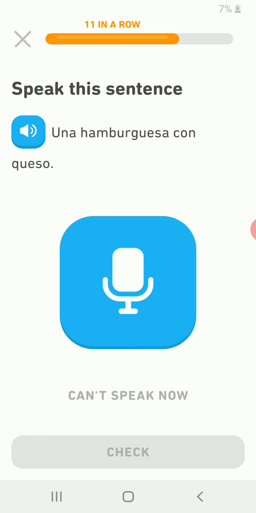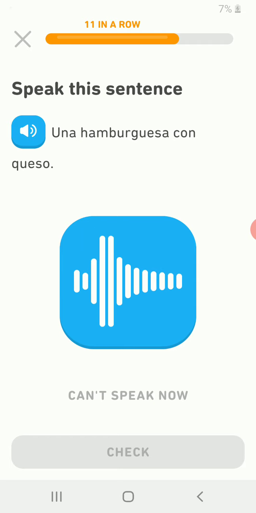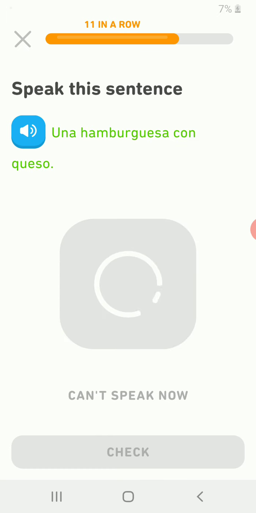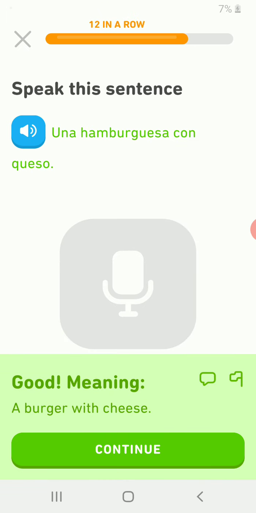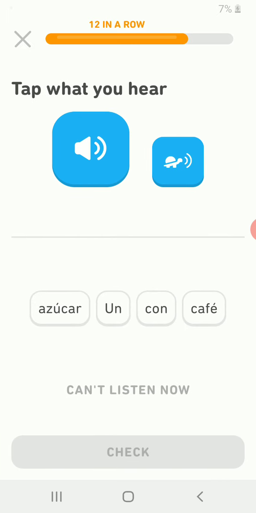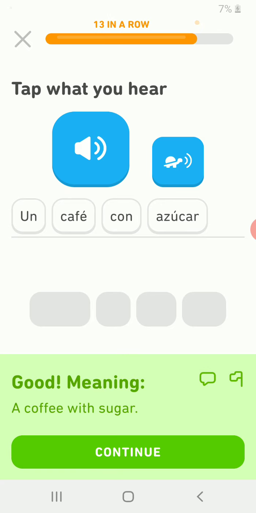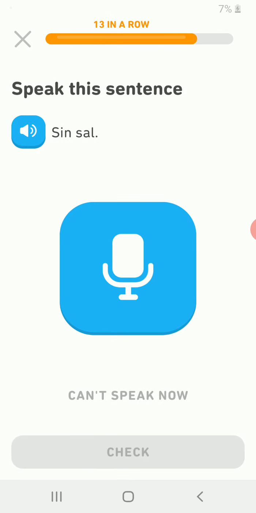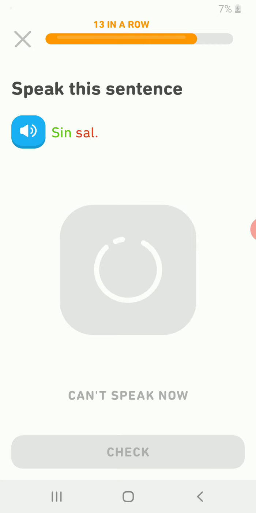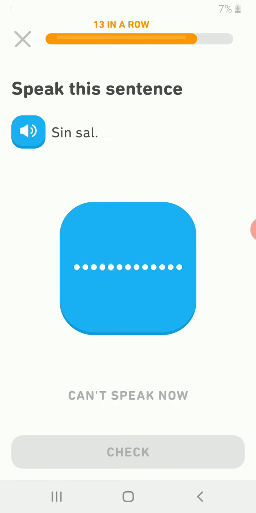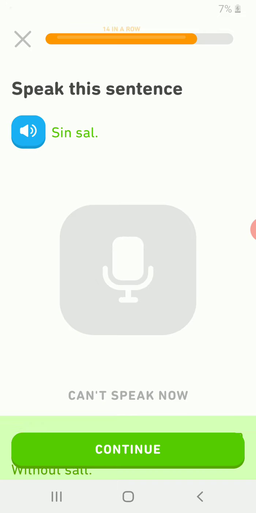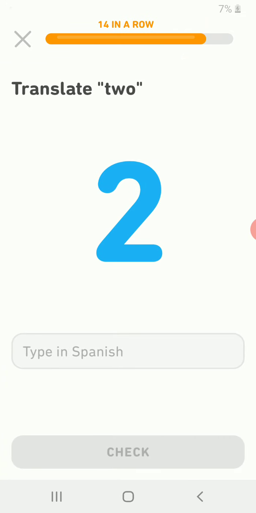Una hamburguesa con queso. Hamburguesa is just a hamburger. So it's a burger or hamburger. Un café con azúcar. So what was it? Un café con azúcar. A coffee with sugar. Sin sal. Without salt. Two is dos.